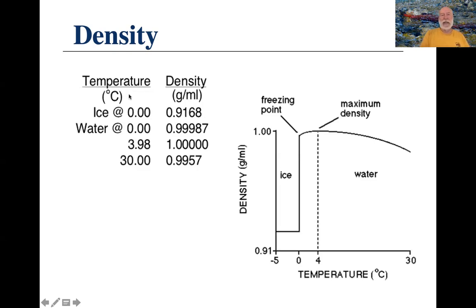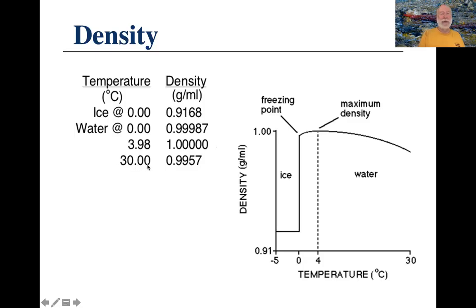So with respect to density, at 0 degrees Celsius, the density of ice, frozen water, is 0.9168 grams per milliliter, whereas liquid water at exactly the same temperature is very, very close to 1, 0.99987. At the maximum density of water, 3.98 degrees Celsius, so essentially 4, the density is 1.0000 grams per milliliter.